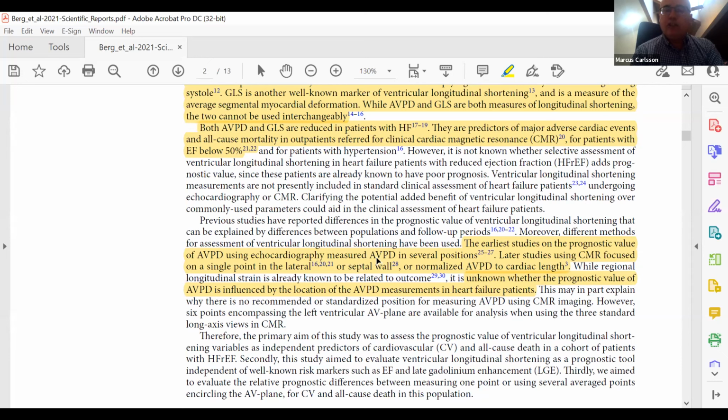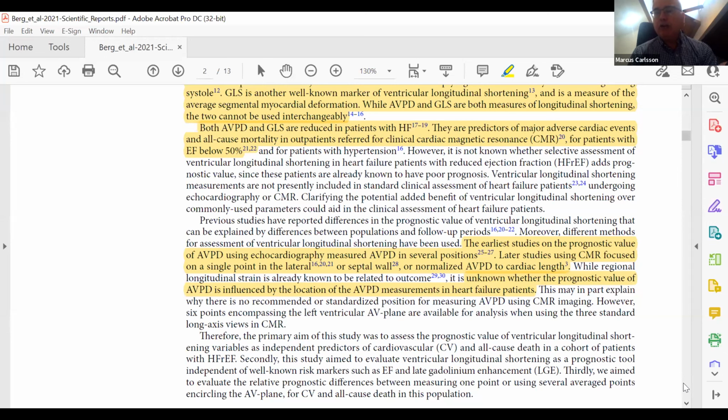Also, when it comes to measuring MAPSE, the earlier studies were done by Iqwal, and now some studies are using the lateral point and some studies the septal points to measure MAPSE or AVPD. And some studies, for example from Johns Hopkins, have done a normalization of AVPD to cardiac length, creating sort of a strain measure or shortening measure. But it's unknown if the prognostic value of MAPSE or AVPD is influenced by the location of the measurement.